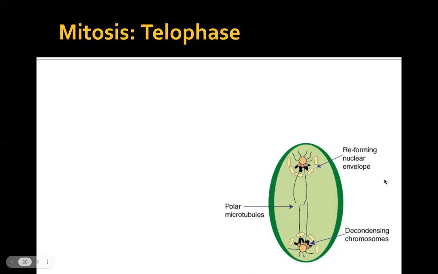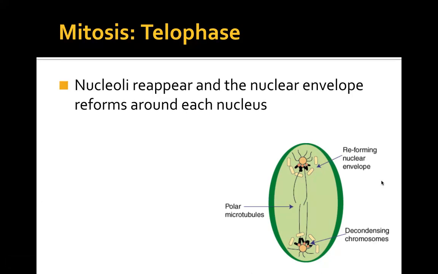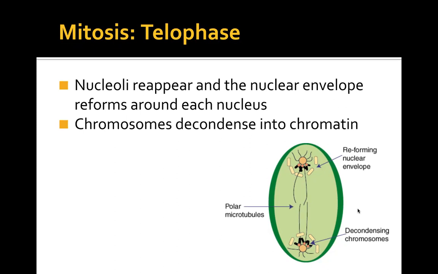So for example, we are going to get two nuclei reappearing around each group of DNA. So we're going to get two nucleoli, two nuclei, and two nuclear envelopes forming around my two groups of DNA. The chromosomes are done separating, so they don't have to be in their organized chromosome form anymore. So they decondense, they unwind back into their spaghetti-like, unorganized chromatin form. And again, this is important because it allows proteins to actually access that DNA and use it for things.